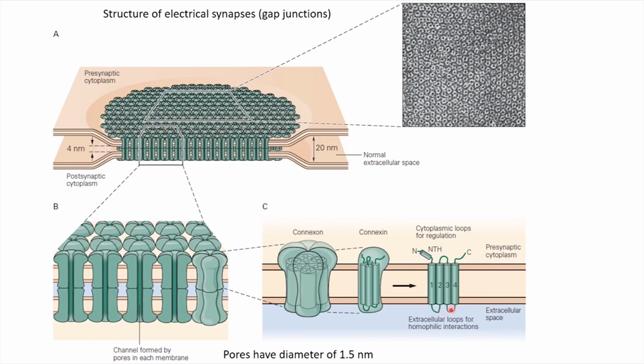So these 2 loops per connexin means that there are 12 loops per connexon, and these 12 loops in the 2 complementary connexons interact, and these interactions are optimized when the channels perfectly align with each other. So that's how the 2 hemichannels are able to align and the electrical synapses can function.